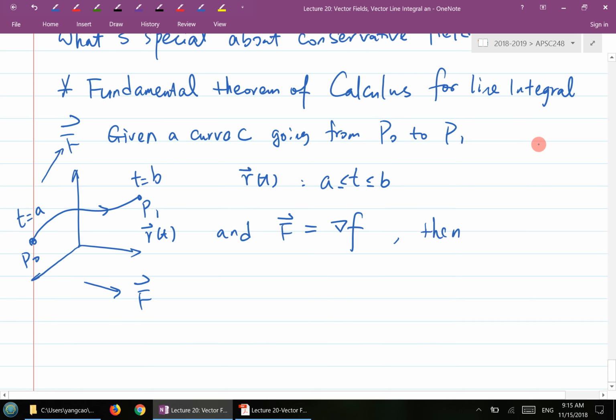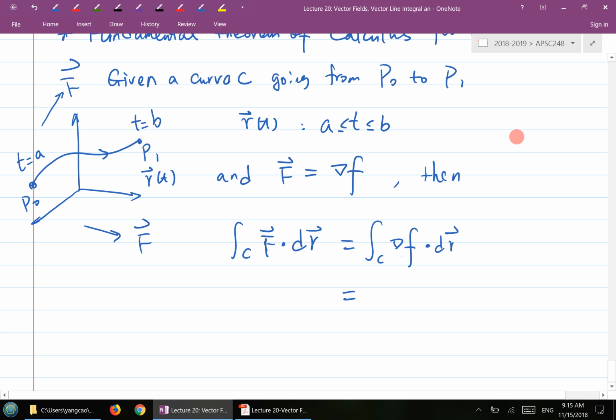Then, if you're required to calculate the vector line integral over this curve C, integrating this vector field over the curve C, technically we just have to replace this vector field with del f, dot dr. That's basically what you're required to calculate. But because this is a very special field, you don't need to actually calculate this vector line integral.